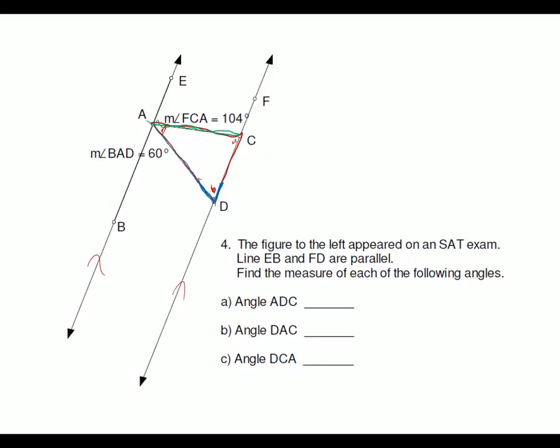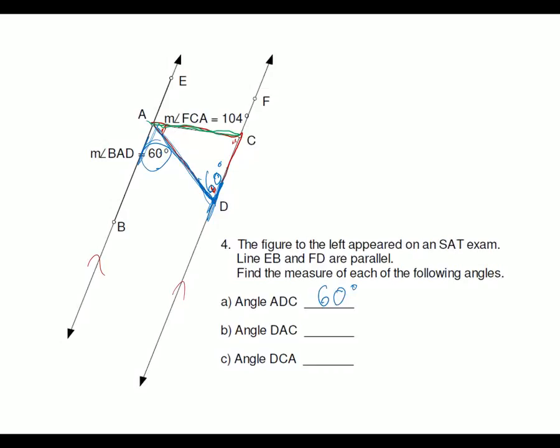Here we're going to forget about the green line. We're going to forget about AC and just see this right here, this transversal. We have to notice that they gave us some information. This is 60 degrees, and so we know this one's 60 degrees because this is an alternate interior angle. Remember, alternate, they're on opposite sides of the transversal, and we are looking at this as a transversal right now. And they are interior, so they're inside the parallel lines, so they're equal. So angle ADC is 60 degrees.